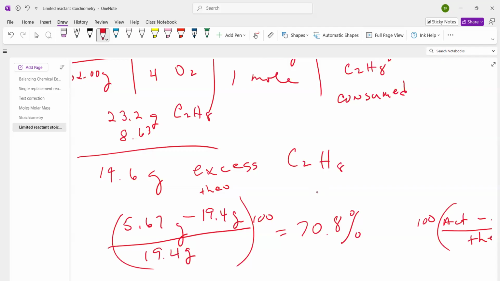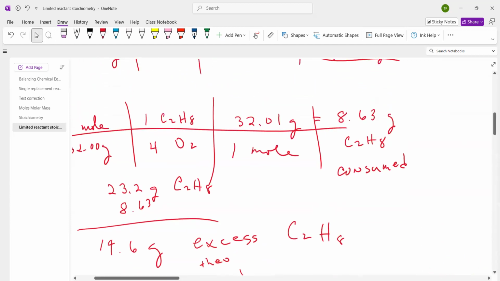The problem will ask you how much is left over. Yeah, that's a good point. Her point was, I didn't ask for the excess. Why did you calculate it? Normally, they always ask for it. So that's a really good point you made. Normally you're going to have to answer which limits the reaction, and secondly, how much did you have left over of the other one?